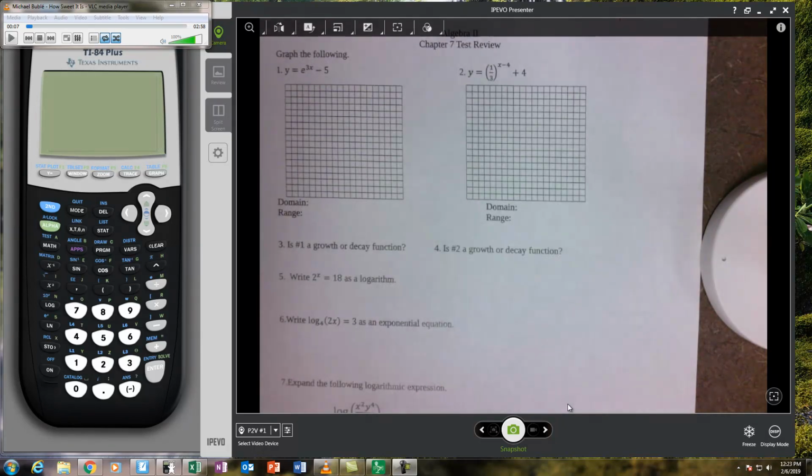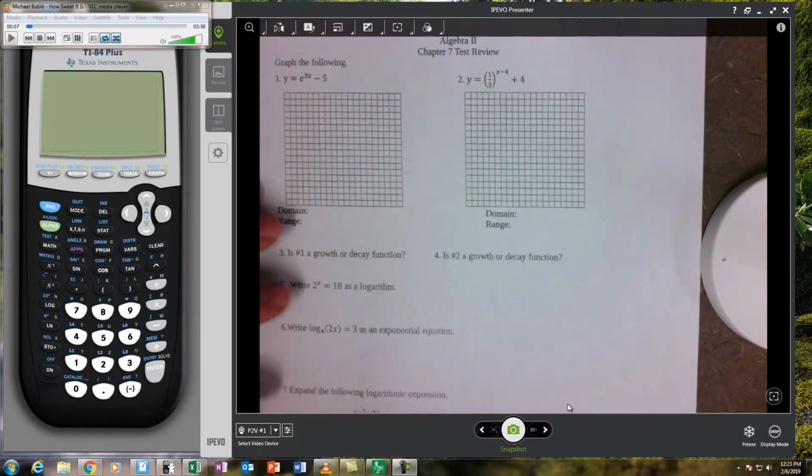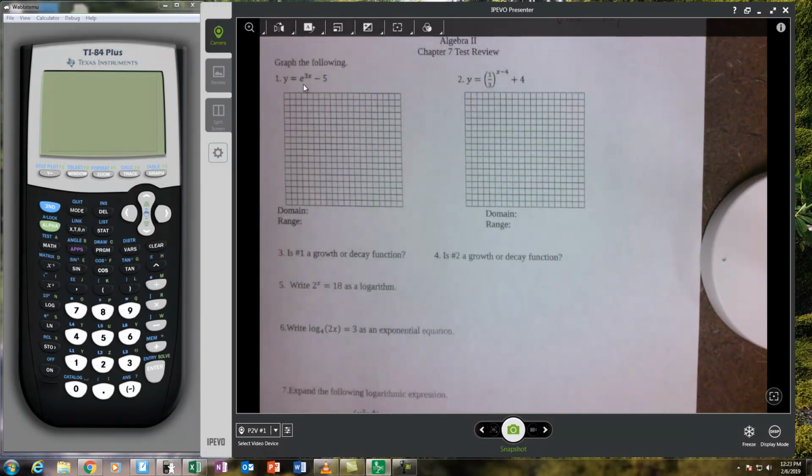Okay, so this is the Chapter 7 test review for Algebra 2, and the first couple questions ask us to make some graphs of a couple different exponential functions. This first one is y equals e to the 3x, and then minus 5.